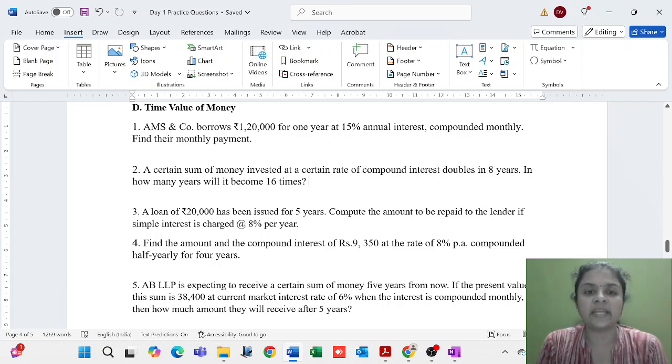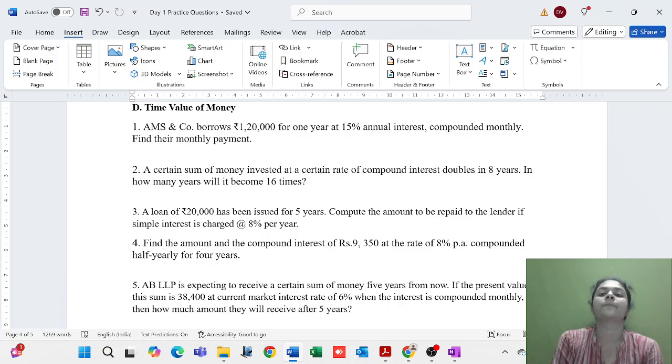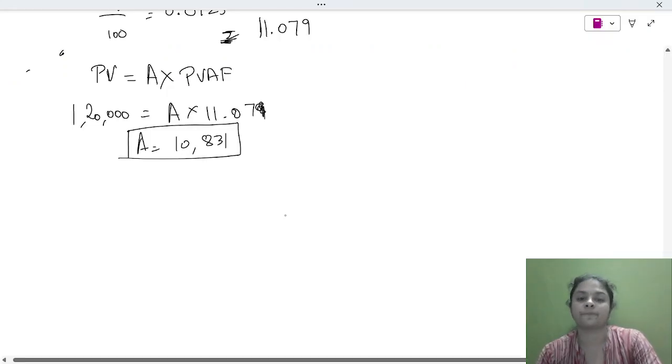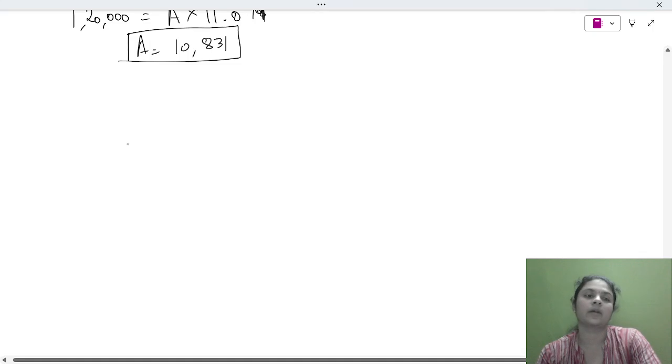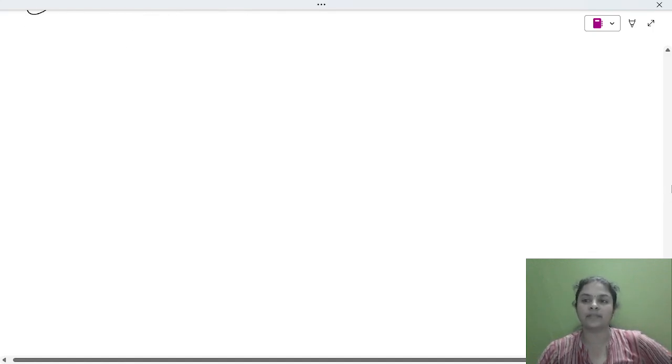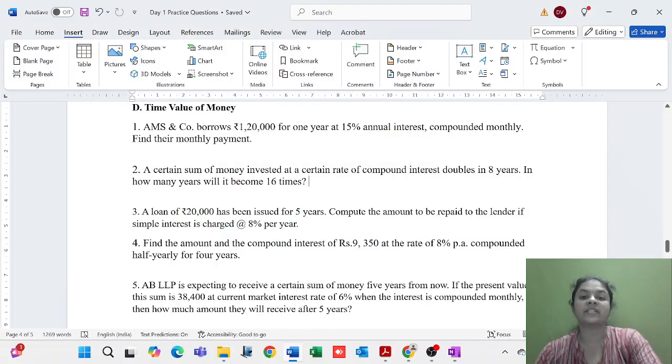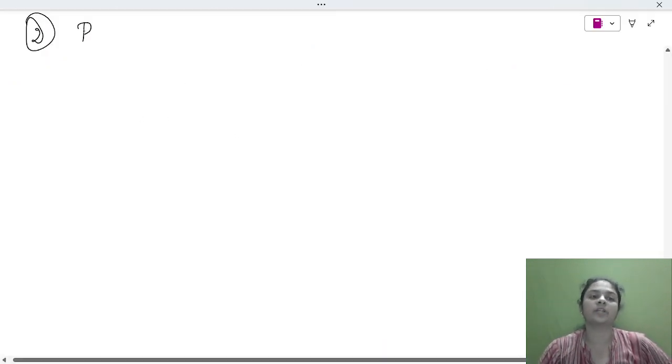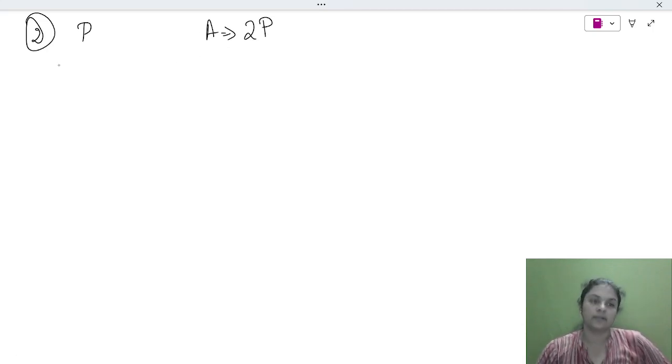Second question. A certain sum of money invested at a certain rate of compound interest doubles itself in 8 years. In how many years will it become 16 times? I will first do the proper workout method, then I will give you the shortcut for this again. A certain sum of money invested at a certain rate of compound interest. So I don't know what is P. Doubles itself, so amount becomes 2 times the principal, in 8 years. I don't know R.